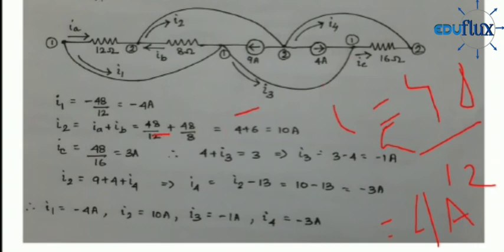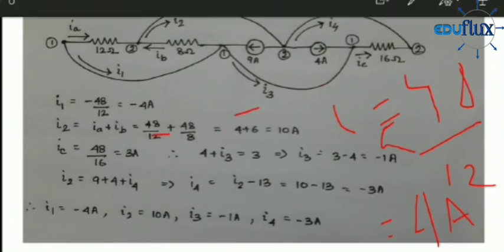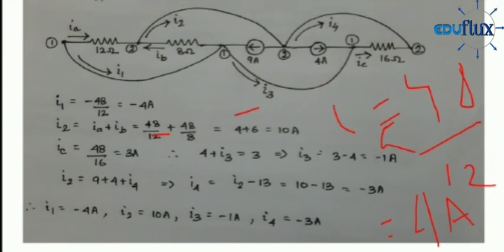Again, if we apply nodal at this point, you can see this 4 ampere current entering, and this current I3 also entering. So I3 plus 4 will be equal to IC, right? So I can write 4 plus I3 equals 3. That gives us I3 equals minus 1 ampere. Minus 1 ampere means the actual direction of current is opposite to the direction shown here.